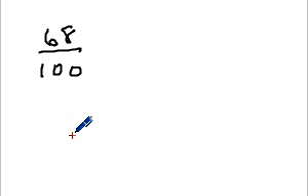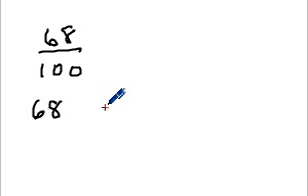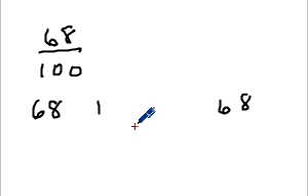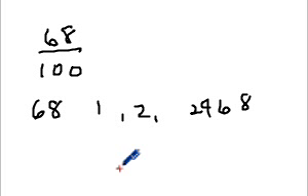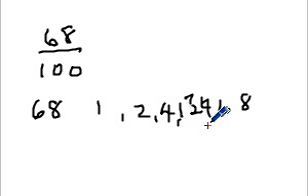Let's take one like 68/100. So first of all, let's find the factors of 68. So I know that 1 and 68 will be factors. I know that 2 and 34 will be factors. And if I look a little closer, I can see that 4 and 17 are factors, although those might not be obvious to start with.